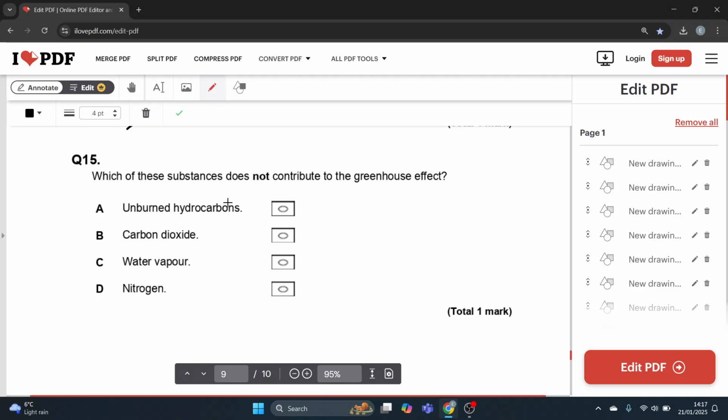Question 15. Which of these substances does not contribute to the greenhouse effect? Unburned hydrocarbons, that does. Carbon dioxide obviously does. Water vapor, that does. The answer is D, nitrogen. Nitrogen does not contribute to the greenhouse effect.